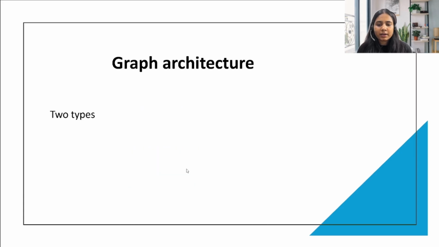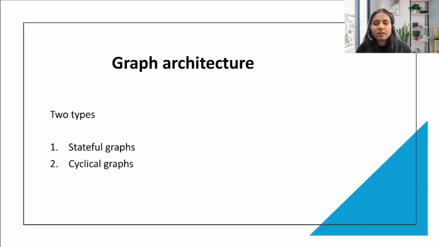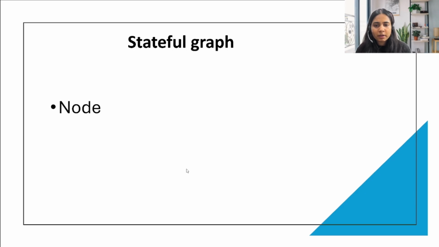Then graph architecture. We have two kinds of graph architecture. One is stateful graphs and another is cyclic graphs. We'll look into them one by one. So first we'll go with the stateful graphs. Stateful graph means each node. We already talked about node, right?